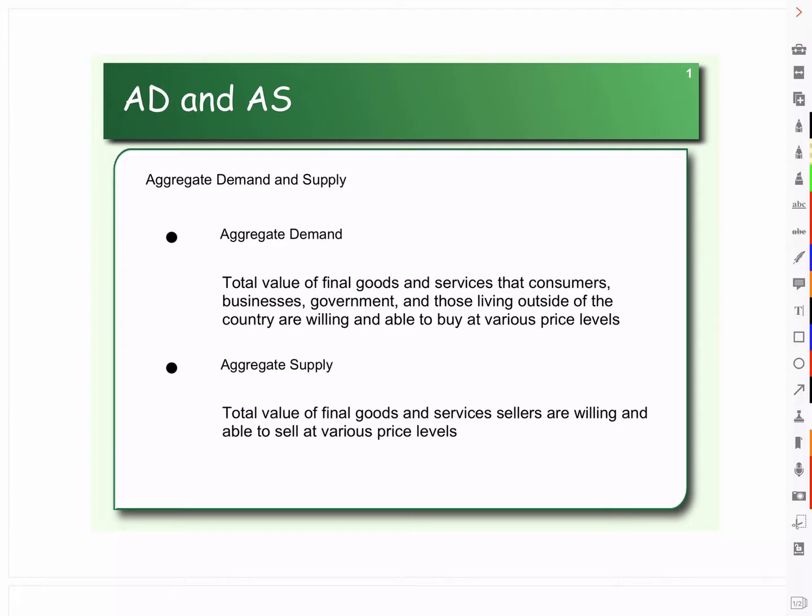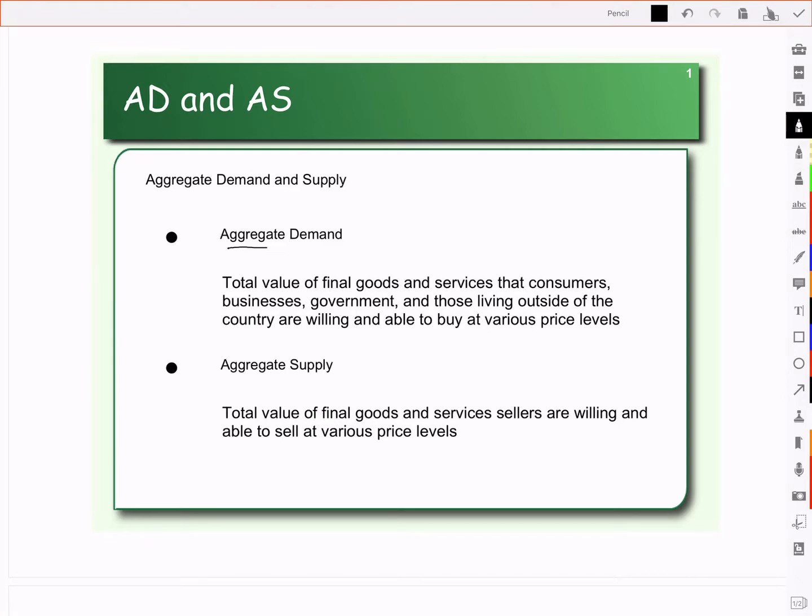So aggregate demand is the total value of all final goods and services that consumers, businesses, government, and those living outside the country are willing and able to buy from businesses inside our country at different price levels. If you think about the demand for everything from McDonald's hamburgers to chairs to cars, to accounting services and everything in between, aggregate demand, the term aggregate just means total or sum. So we're adding up all the demand for all the goods and services produced in our country.